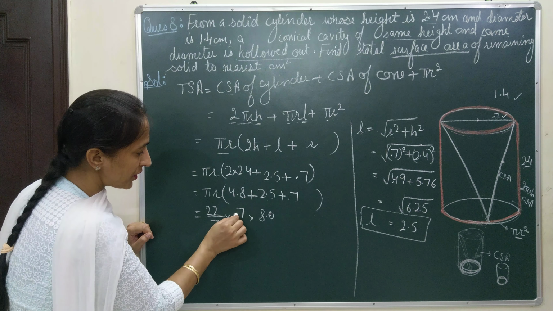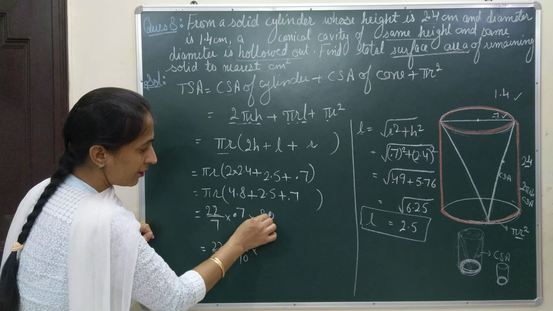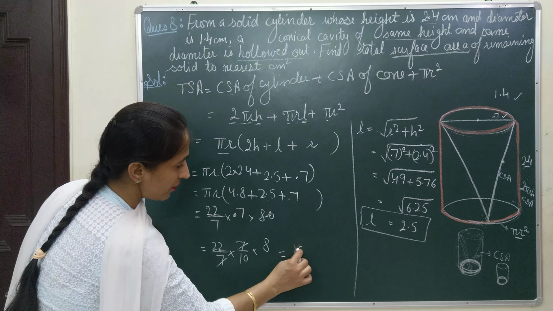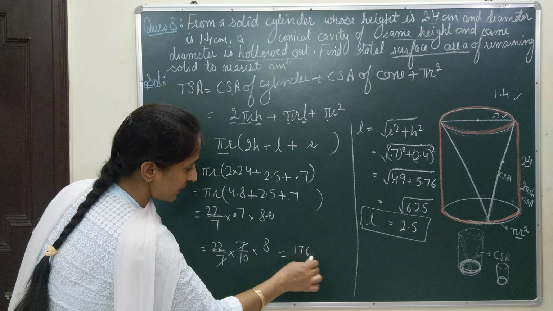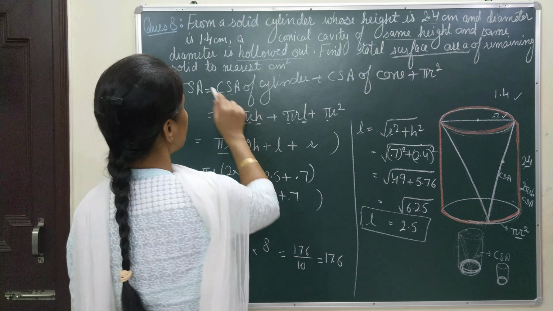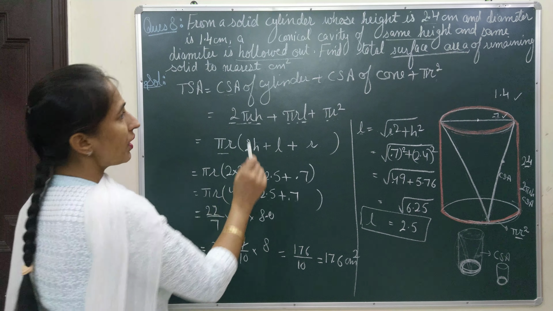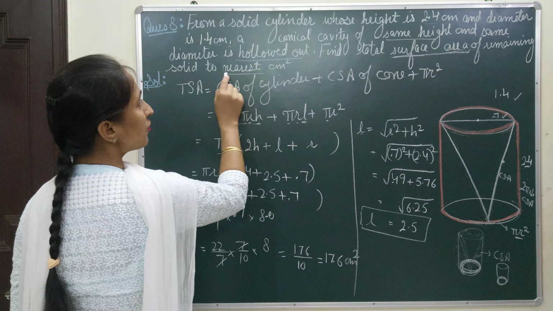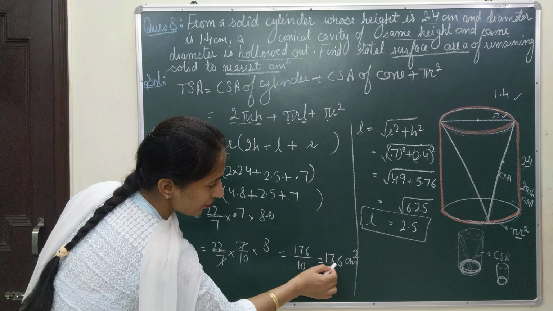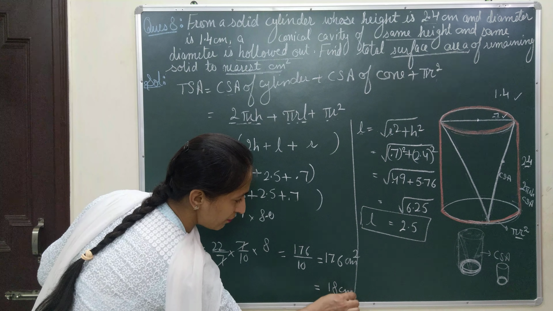Now I will be removing this decimal. It will be 7 by 10. 8.0 is complete 8. Now I can cancel this 7 and it will be 176 by 10, that means 17.6. Now as you are given that it is in centimeters, your answer will be in centimeter square. But what they have asked is that you have to round off your answer to the nearest centimeter. So as 6 is greater than 5, you can round off 17.6 as 18.0 or 18 centimeter square.